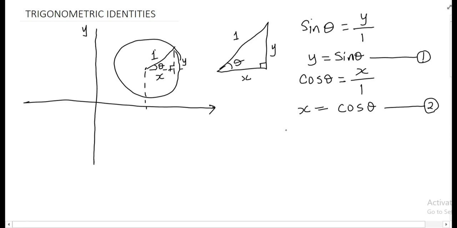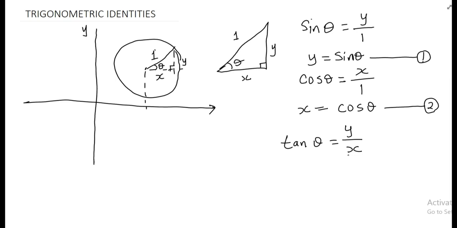So let's consider the tan theta. The tan theta of this angle will be opposite all over the adjacent side. The opposite side is y, while the adjacent side is x. So we have y all over x. So here we have our tan theta being equal to y all over x. Now let's derive an identity that houses sine, cos, and tan all together.